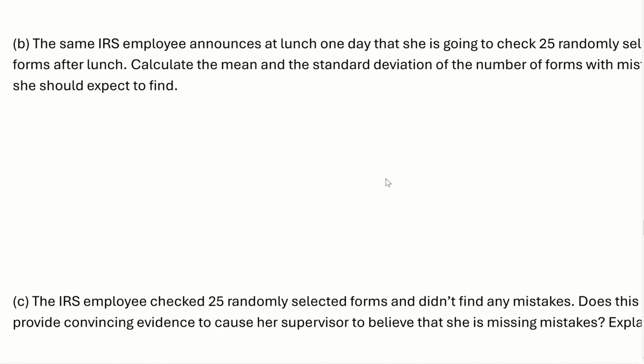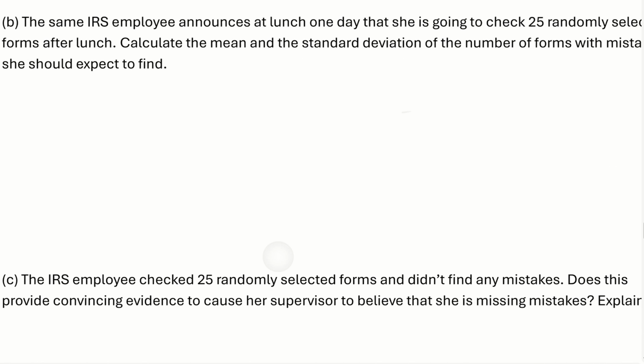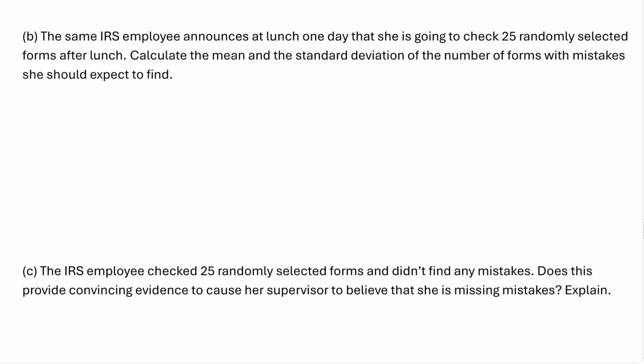All right, so now let's look at part B. The same IRS employee announces at lunch one day that she's going to check 25 randomly selected forms after lunch. Calculate the mean and standard deviation of the number of forms with mistakes she should expect to find. Okay, so the formula for binomial is n times p for the expected value. So you had 25 times the probability of success, which is 0.08.